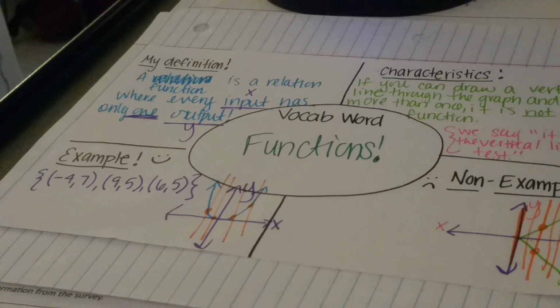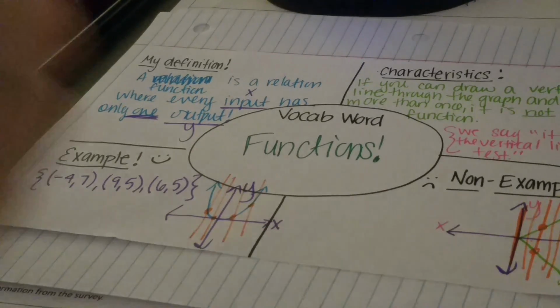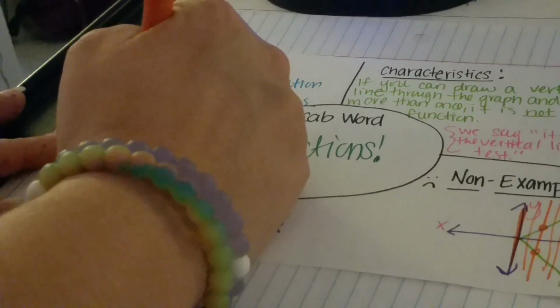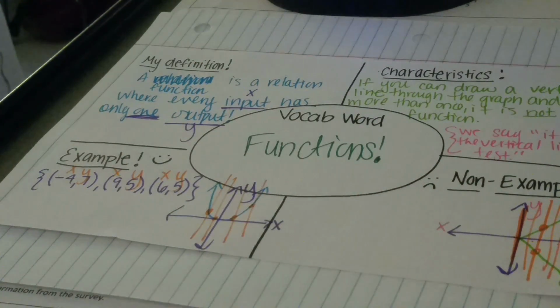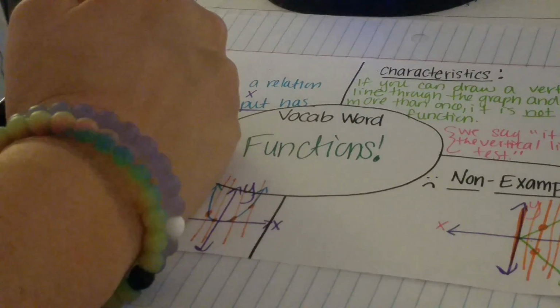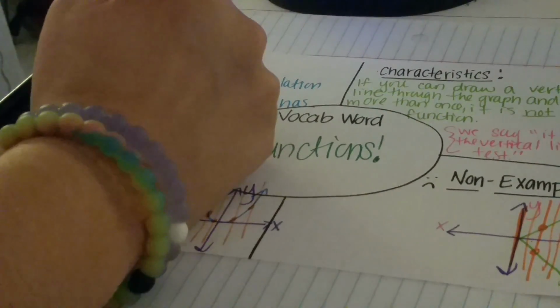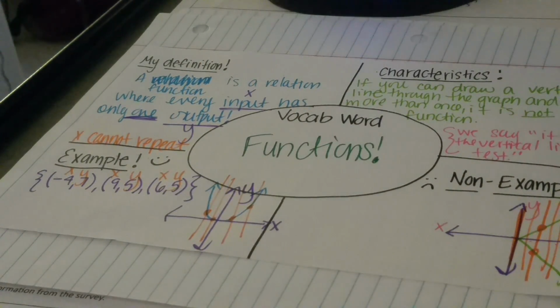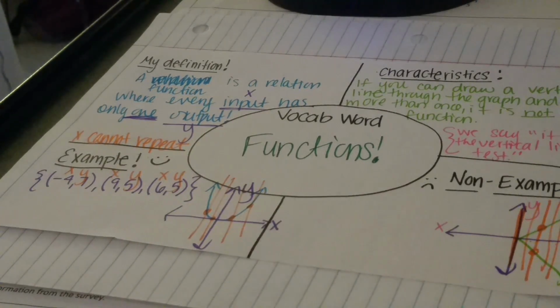It says every x can only have one y. Do any of the x's repeat? What repeats? The y. And it doesn't say anything about the y, right? So x cannot repeat. What cannot repeat? X. Can y repeat? Yes. Y can repeat. X cannot repeat. That's what makes this a function.